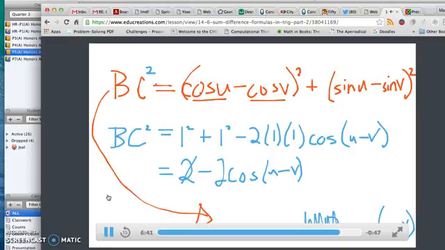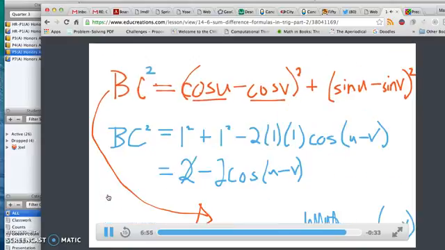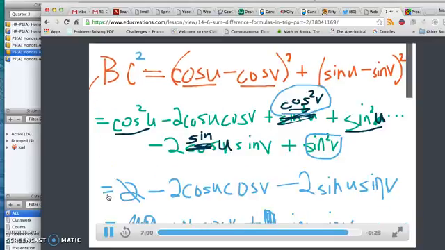Now cosine u minus v equals, divide this by negative 2, and you'll get this will go away, and this will become a plus, and this will go away, and there you go. Your identity is cosine u minus v equals cos u cos v plus sine u sine v.